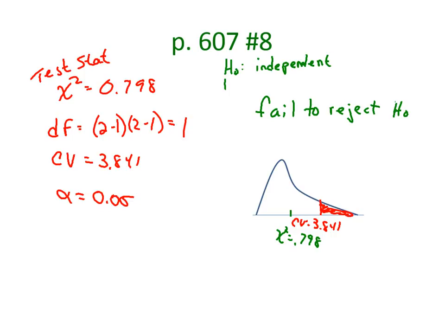My alternative is always that they are dependent. So if I fail to reject that they're independent, what does that tell me? These things are probably independent. This is not showing me that there's enough relationship between these two. So this tells me that this problem's conclusion is that there is independence.